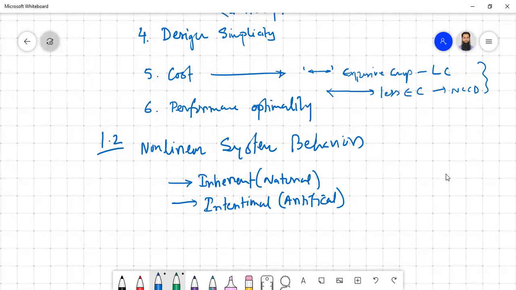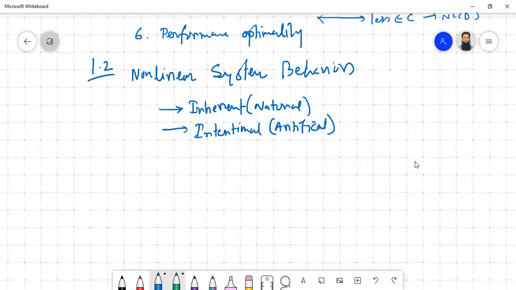In some cases, as we already gave some examples, to compensate for model uncertainty we can introduce some nonlinearities. Those are called intentional or artificial nonlinearities, and they are introduced by the designer, like an adaptive control law or a bang-bang optimal control law. This is one way to look at nonlinearity. There is another way as well.